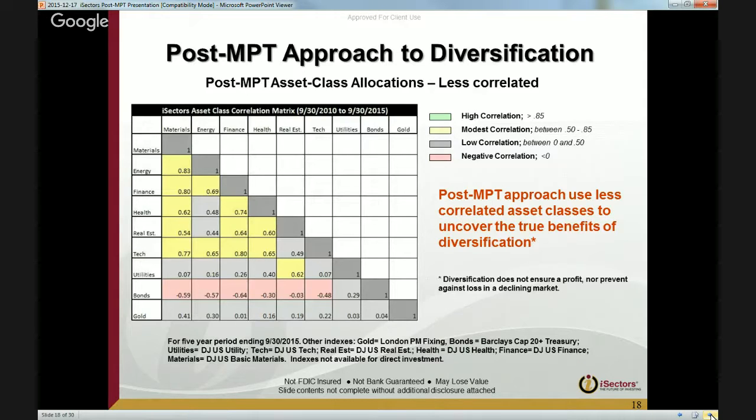So the entire correlation of all of these asset classes is significantly less than the correlation of the asset classes typically used, the traditional cap style weighted asset classes. So by using the asset classes that we utilize in the post-MPT models, you're truly able to uncover the benefits of what diversification is meant to accomplish.